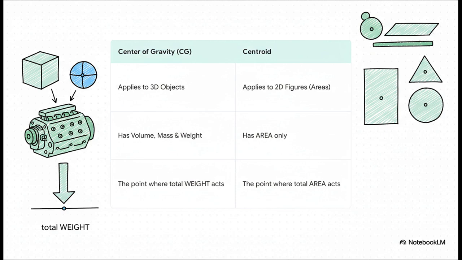But on the other side, we have the centroid. This is strictly for 2D figures. A simple rectangle, a triangle, a circle on a page. These things only have an area. They have no volume, which means no mass and definitely no weight.